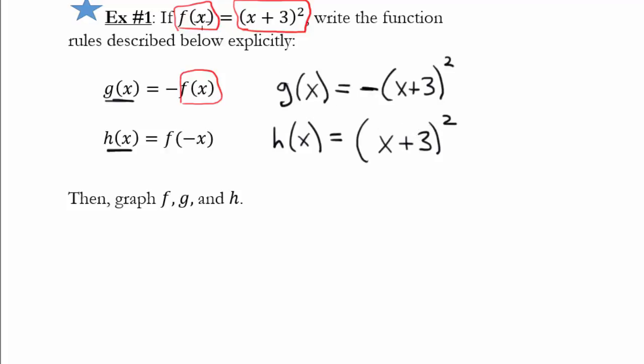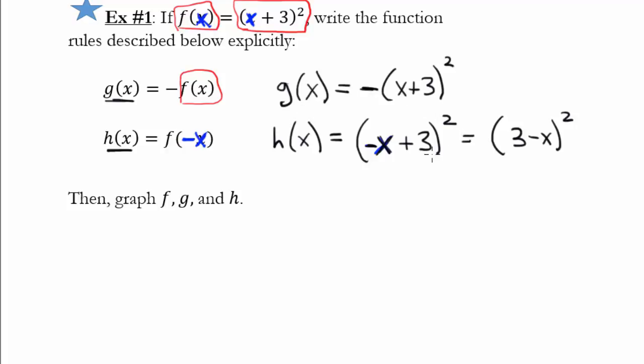Only instead of here, where my input was x and so my output was x plus 3 squared, here my input is a negative x. So in other words, wherever initially in f of x I saw an x, I want to actually make it a negative x. So h of x explicitly is written as negative x plus 3 quantity squared, which we could also write, just by flipping it around, as 3 minus x, squared. This is another way of writing that. So g of x and h of x are very different functions.